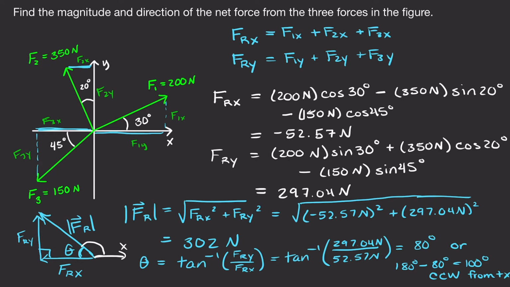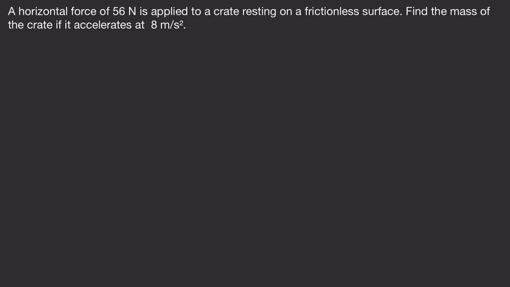In this problem, we have a horizontal force of 56 newtons and it is applied to a crate that is resting on a frictionless surface. And we're asked to find the mass of the crate if it accelerates at 8 meters per second squared after being applied with this force. So if we draw, that's what this looks like. It's a horizontal force, and it is 56 newtons.